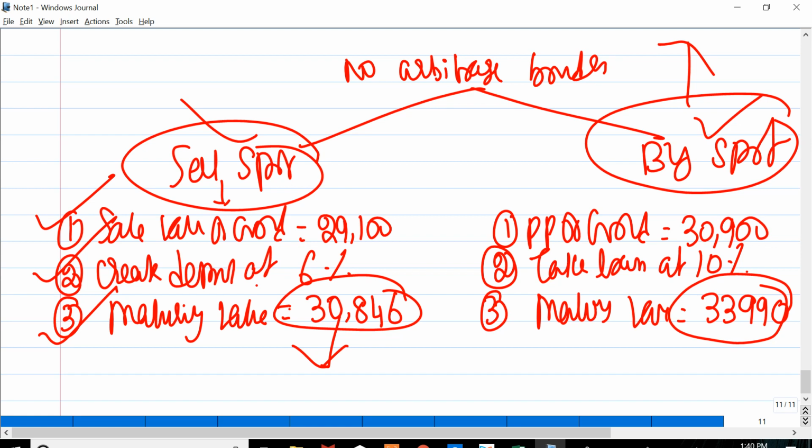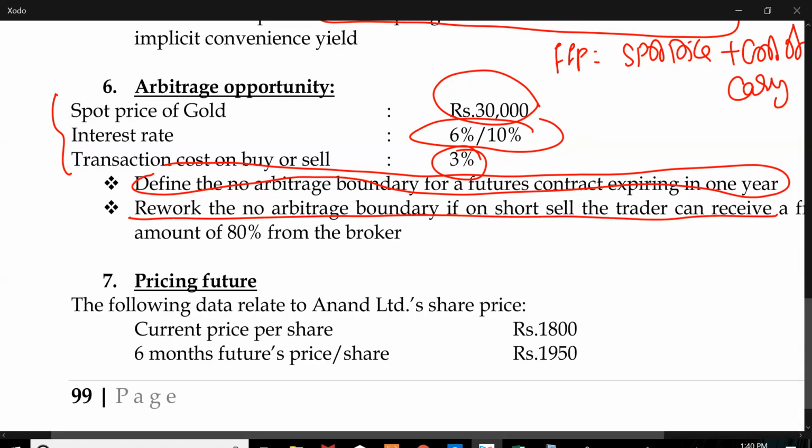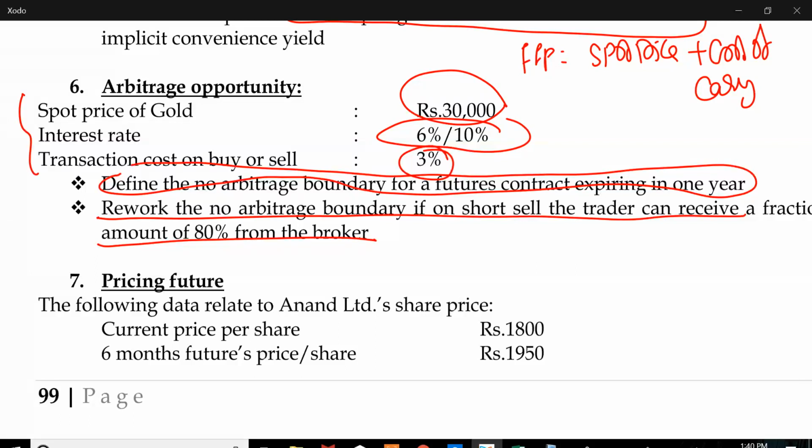Next, the second part is rework. If on short sell, the trader can receive a fraction amount of 80% from the broker. Now whatever I said, sell gold, buy gold, will work only if I have gold in hand. If I have gold in hand, I can sell it. Buy gold anyway can be done. I don't require physical gold.